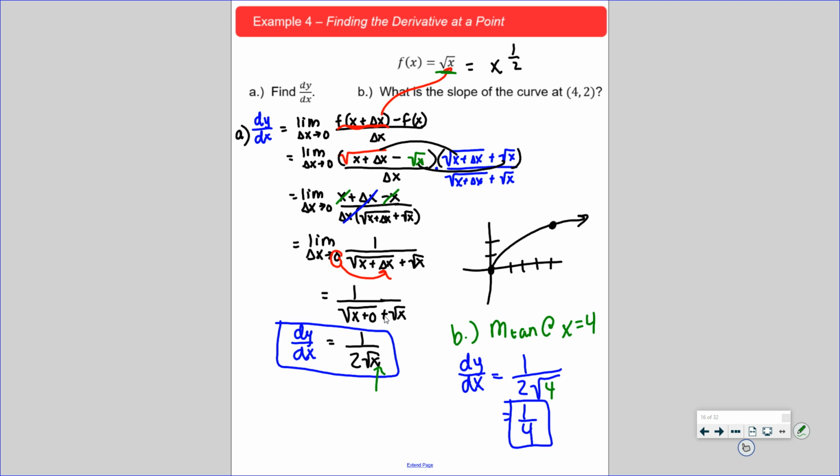We have that point 4, 2. So we just found this equation would give us the slope at every single point. So at the point 4, 2, if I were to draw this tangent line, it looks pretty flat. It's definitely a positive slope, so it kind of makes sense that that would have a slope of 1/4, right? It's pretty flat there.